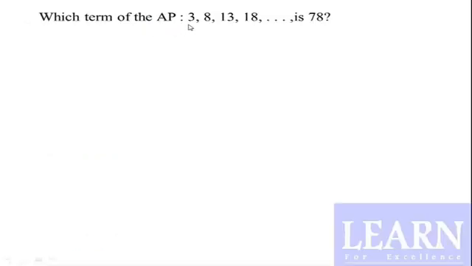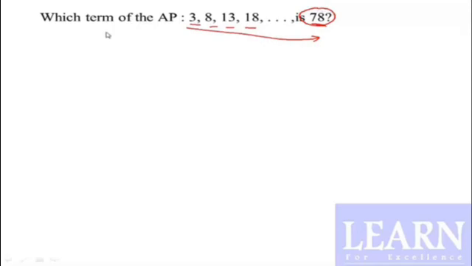Which term of the AP 3, 8, 13, 18 is 78? Here they have given a set of AP and we need to find the nth term. So what is the given term here? They have given the first term, it is 3. First term is nothing but a. And what about the difference?